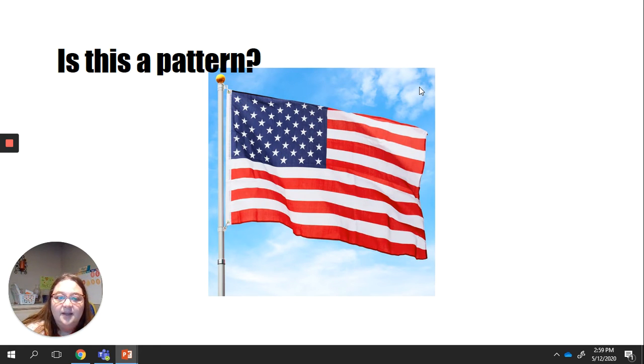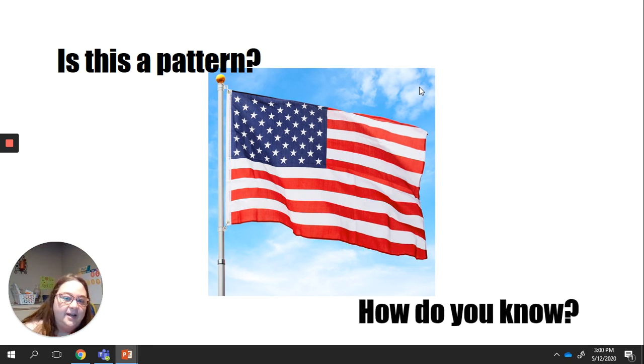All right. Oh, what about this guy? This is our American flag. And look at all those beautiful stripes. So do you think it's a pattern? Do you see anything that repeats? I do. I see the beautiful stripes. Red and white stripes repeat. All right. How did I know it was a pattern? Because I know that patterns repeat. Those colors are going to happen again. Red, white, red, white, red, white.